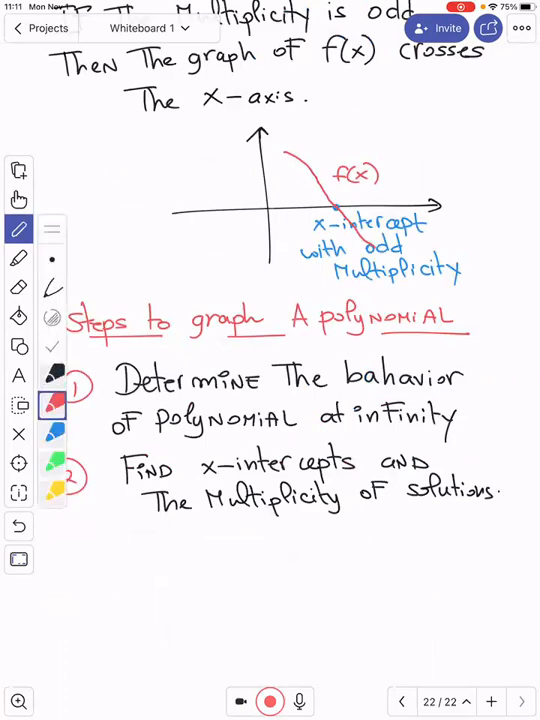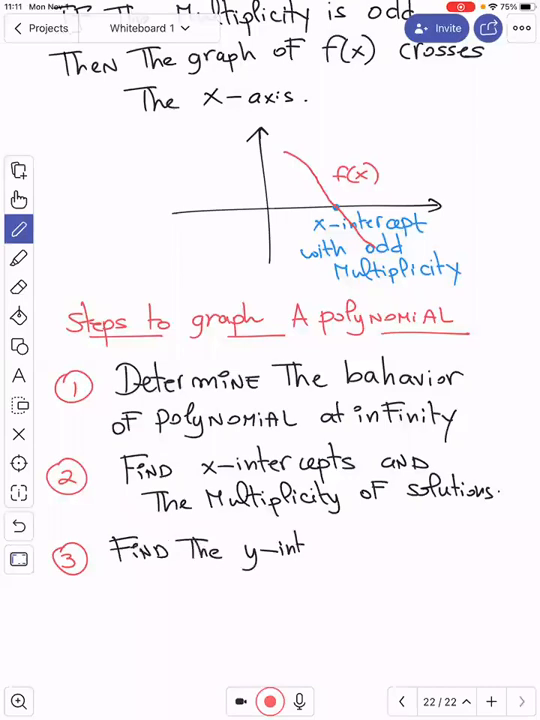Again, the y-intercept is just you plug 0 in the function f, right? So just replace x with 0. So just evaluate f of 0. That will be your y-intercept. Evaluate f of 0. Okay.